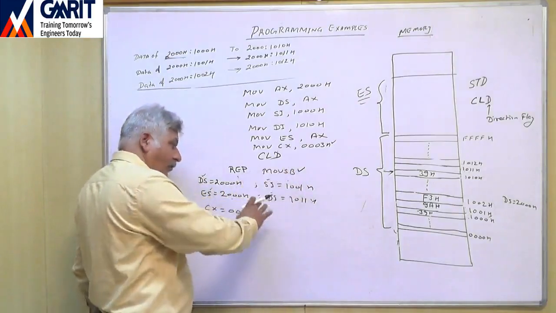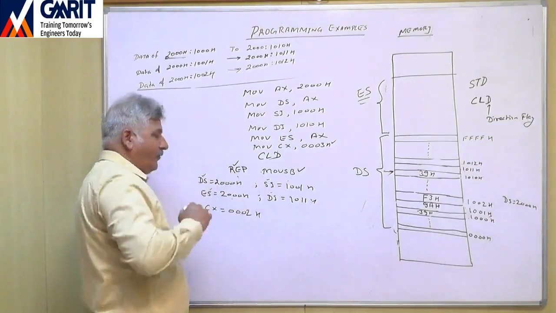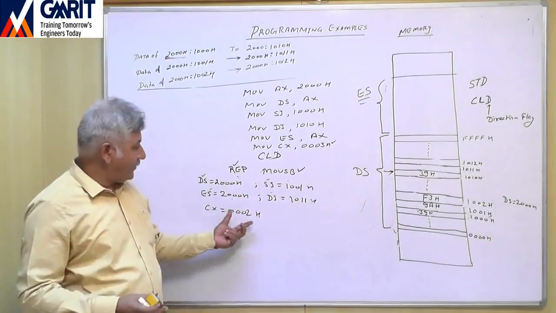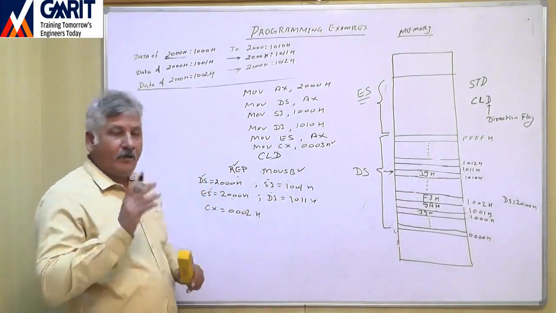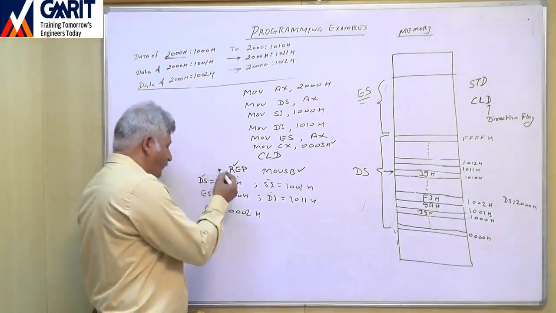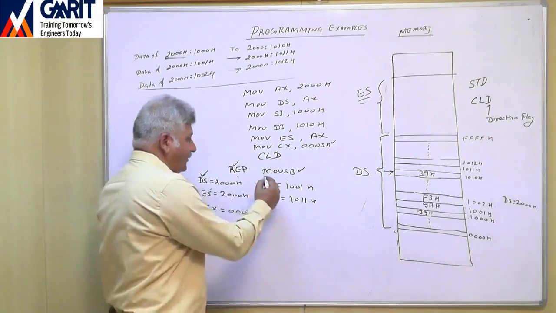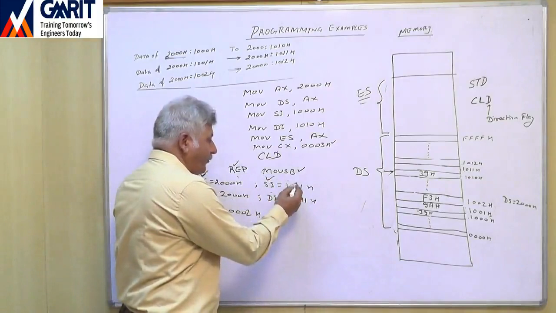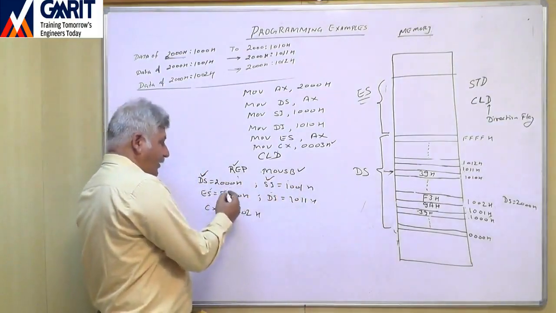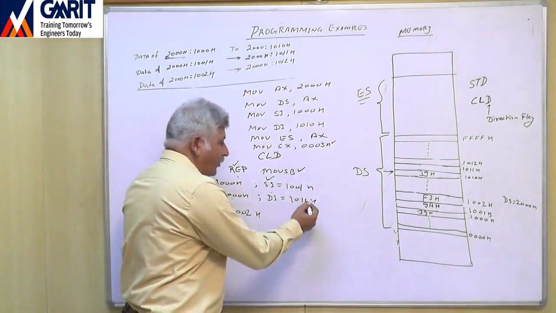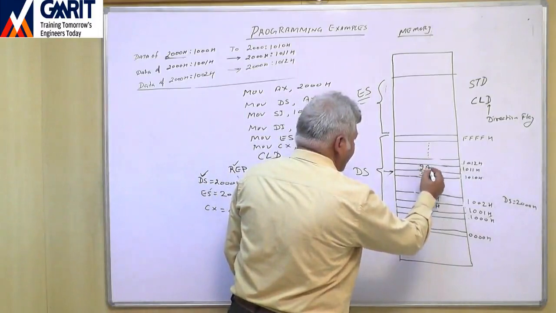Now once all these 4 operations have been performed, again in front of move string byte we have written REP. So what will happen? Since CX is not 0, again the move string byte instruction will be executed. Now data will be transferred from the data segment, this, and SI 1001. From this offset, data will be transferred to ES:1011. So basically data 9A will be transferred to this offset address 9AH.